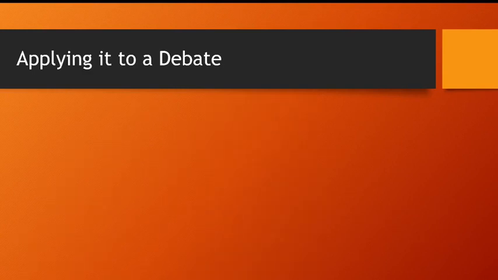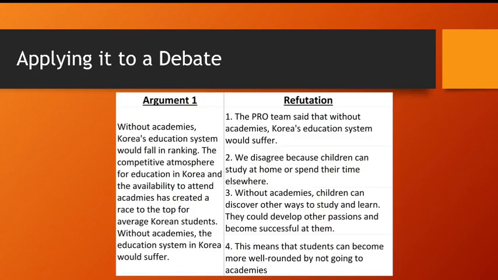From this argument, we now have to think of a refutation to give to prove that the argument is false or invalid. So here is a sample refutation against this argument. The pro team said that without academies, Korea's education system would suffer. We disagree because children can study at home or spend their time elsewhere. Without academies, children can discover other ways to study and learn. They can develop other passions and become successful at them.